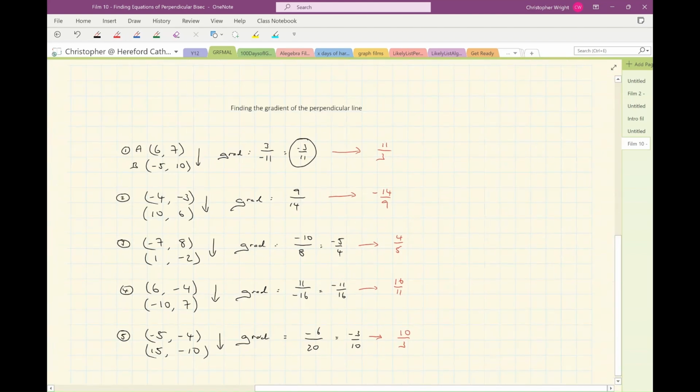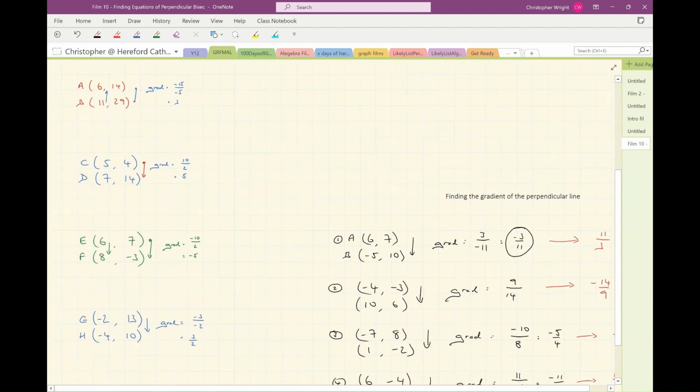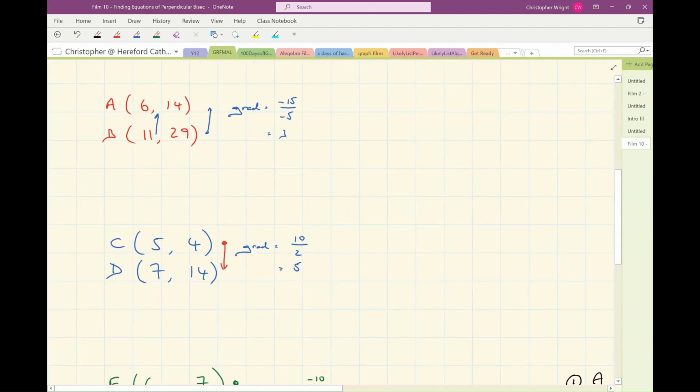Now, let's just have a quick look over here, because sometimes folk find it a bit confusing when the original gradient is a whole number. Now, in this case here, the gradient of the line segment AB is 3. So how do I find the negative reciprocal of 3? Well, the answer is that you think about 3 as being 3 over 1. And now it's quite straightforward. Change the sign, so it's going to be negative, and flip the fraction. So it's going to be minus a third.